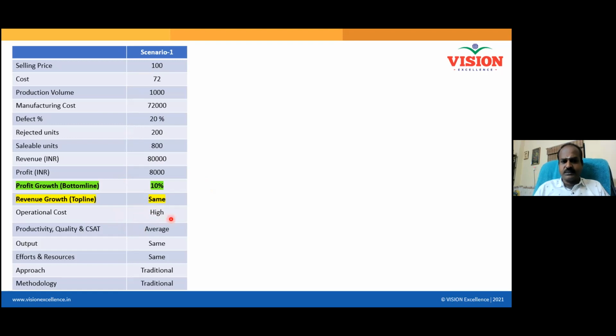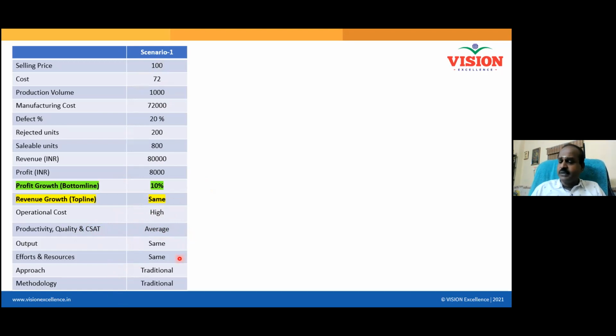So operational cost is found to be very high, and the productivity, quality, customer satisfaction, maybe you can consider it as average, right? And we will talk about the remaining things, right? So this is how traditionally companies function.